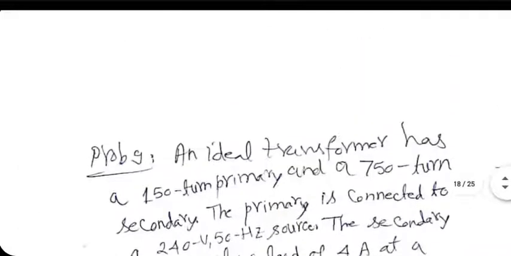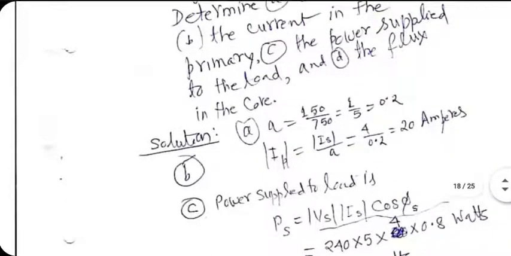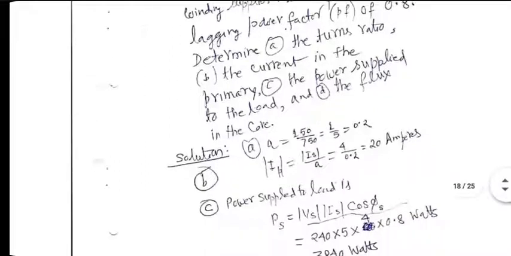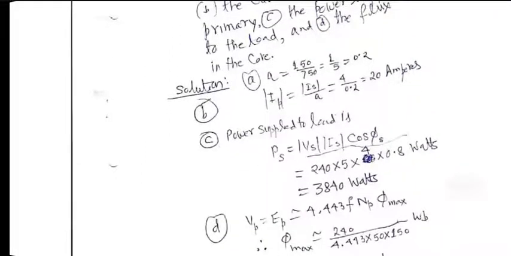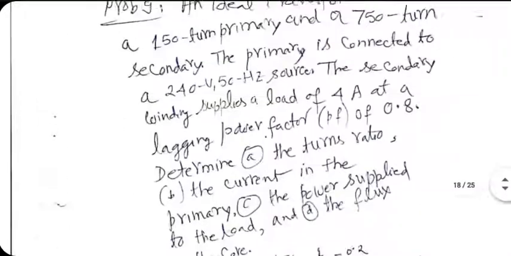Part A is the simplest one. 150 divided by 750. Turns ratio is 0.2. No confusion about that. Secondary current's magnitude is 4 ampere. So primary current's magnitude will be 4 divided by A. So it is 20 amperes. At least the magnitude is known for you. Now power supplied to the load. On the secondary side, power is magnitude of Vs multiplied by magnitude of Is multiplied by cos of phi s, which is the power factor on the secondary side, which is given to you directly as 0.8.